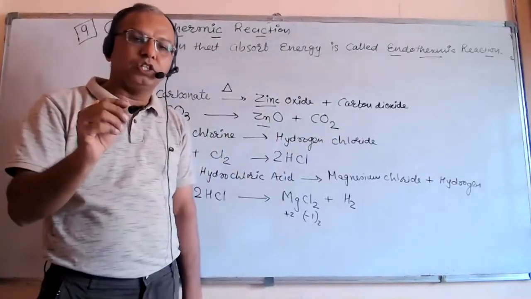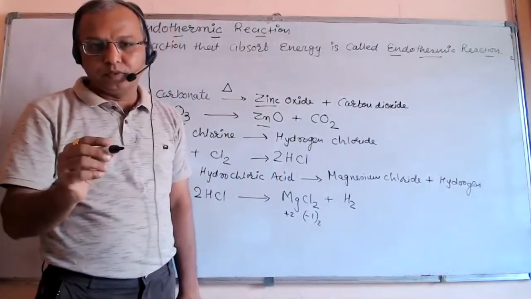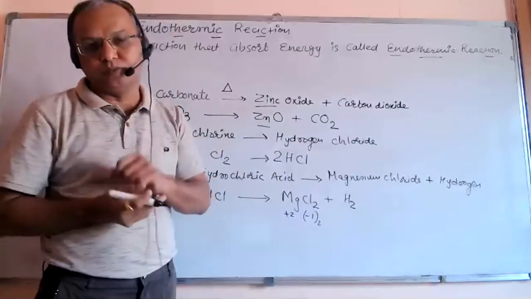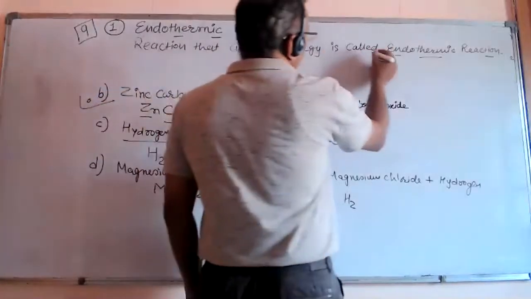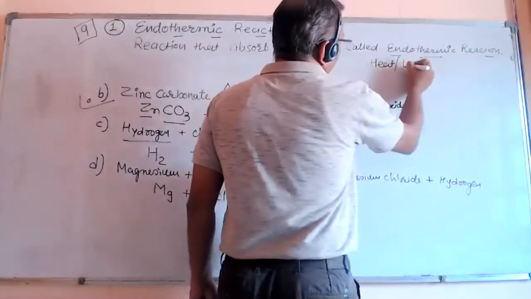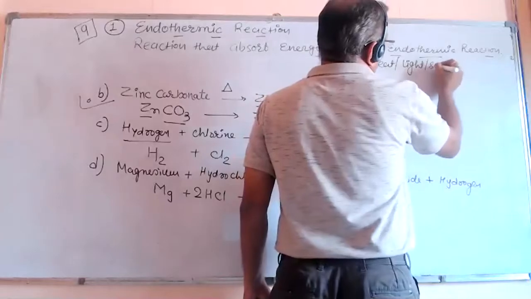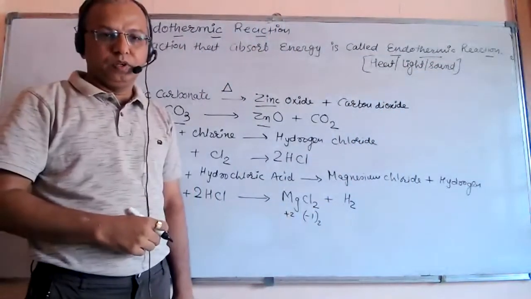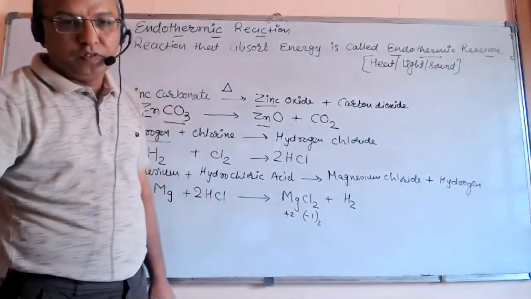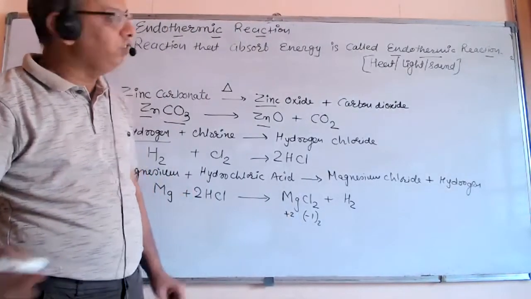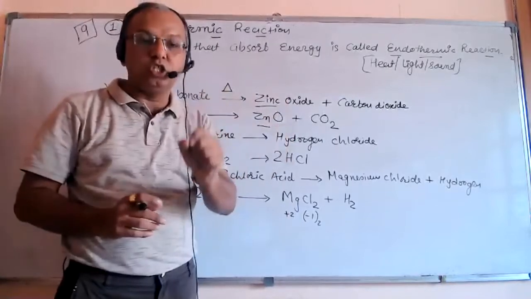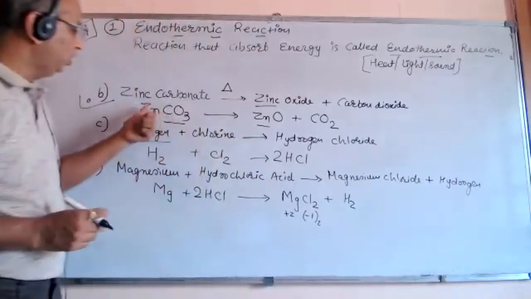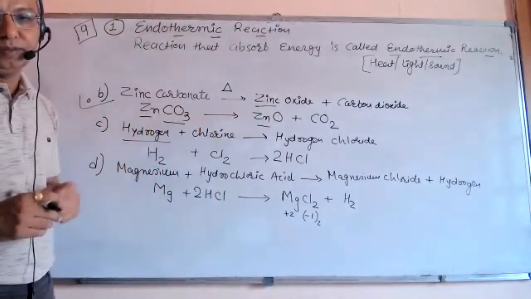Friends, in endothermic reaction, we need to apply either heat or light or sound. So three options are there. These are either heat or light or sound. They need to be given from outside. In the normal condition, we also can say, friends, the reaction in which energy is absorbed, energy is to be given from outside, it is to be said endothermic reaction, and this is example of this reaction.